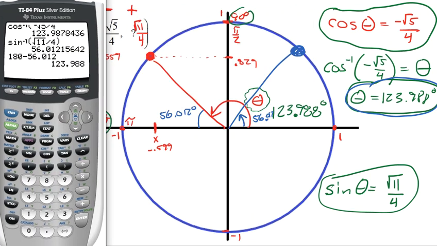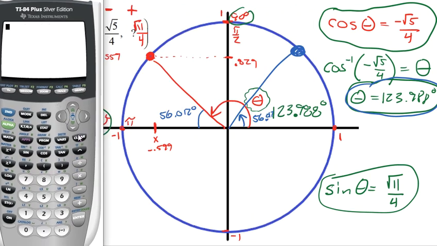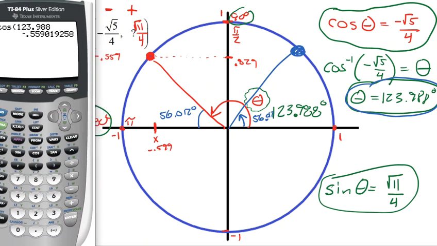Now that I know the angle, let's go full circle here. So let's see here. Cosine of 123.988 degrees. Remember, the input to cosine is an angle. The output is, of course, the x-coordinate. Notice that x-coordinate, negative 0.599, which is roughly, because of rounding, the radical 5 divided by 4 that started this whole problem off. Look at that. Pretty close. Again, it's off a little bit due to rounding.